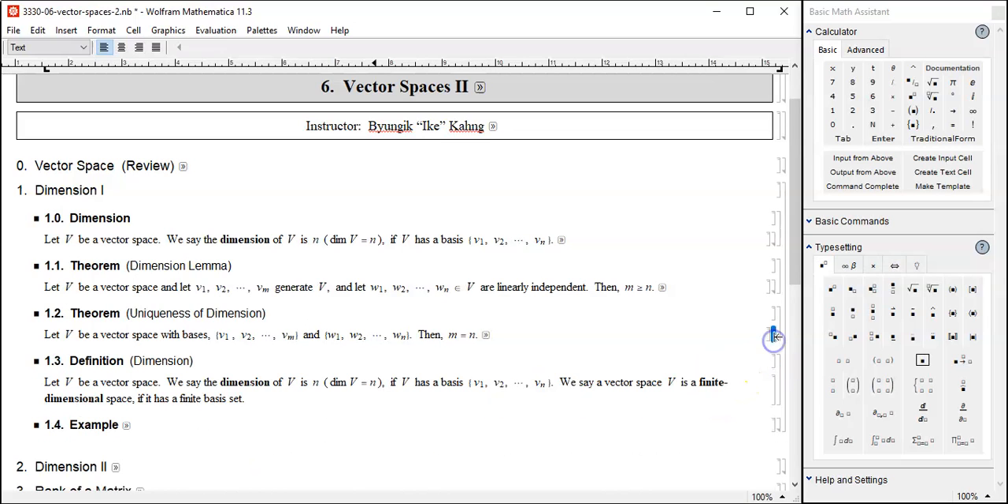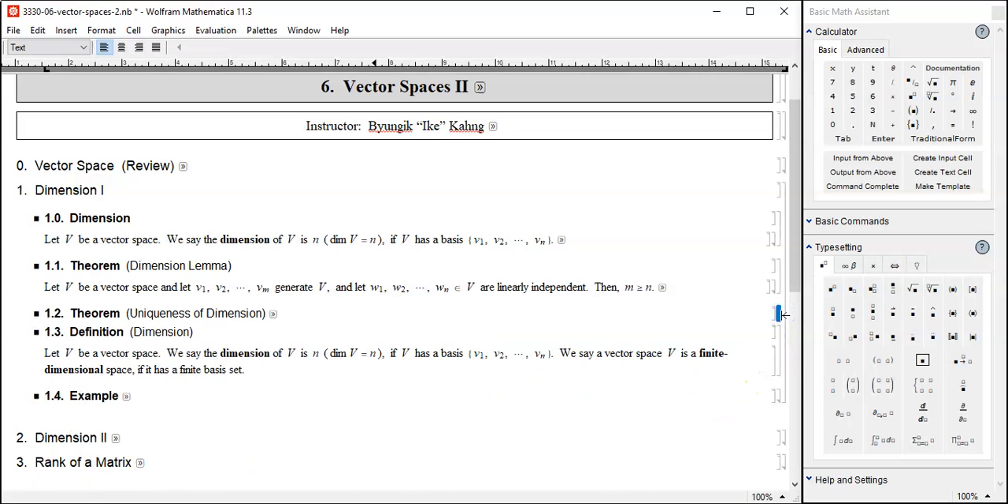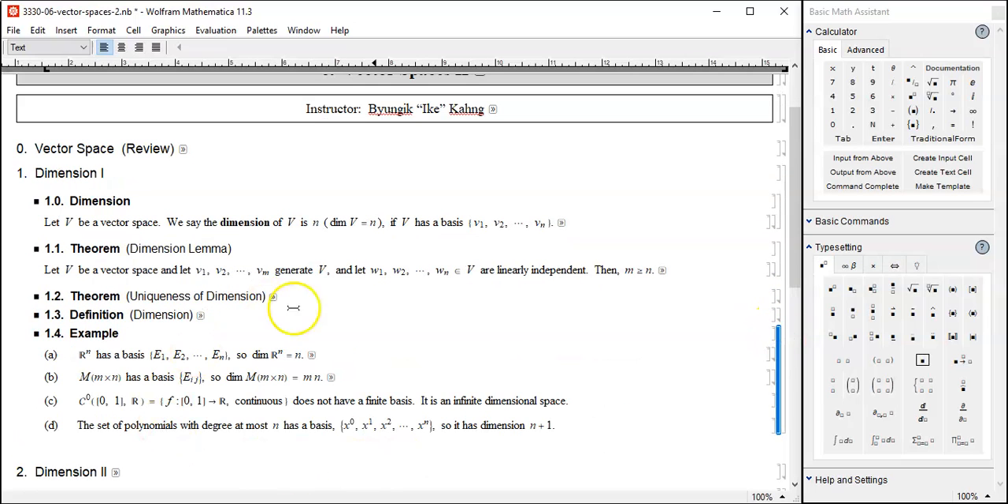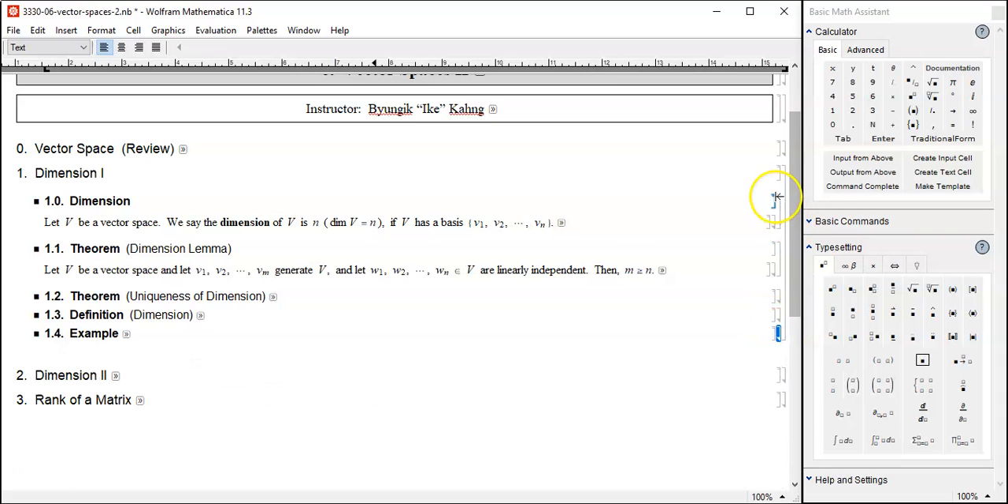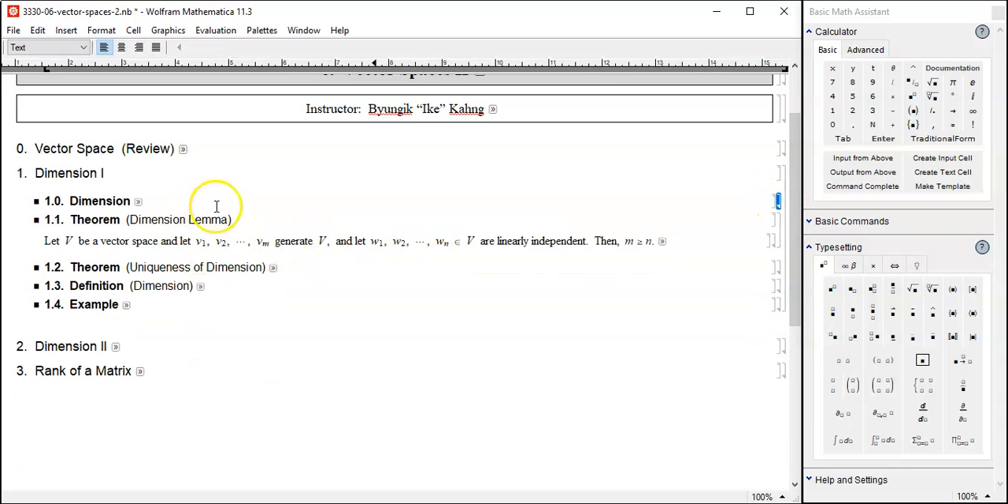So what's the implication from there? No matter what basis I select, same number of basis vectors. So that common number is now going to be called the dimension. Now the concept of dimension is well defined. And all these examples now make perfect sense. Looks like everything is done except this dimension lemma, but this is going to be difficult, so we're going to do this in a separate video.